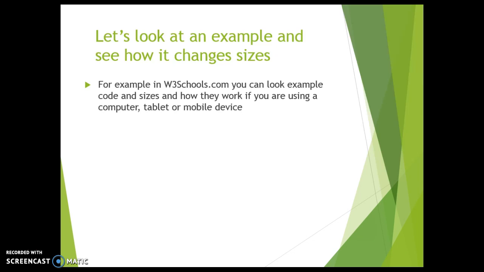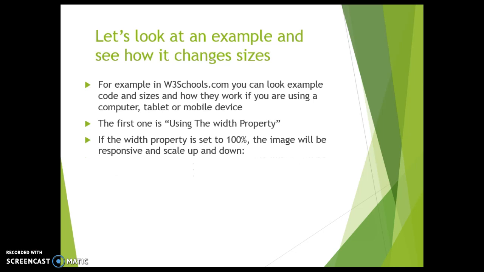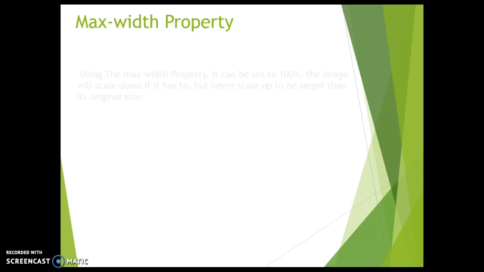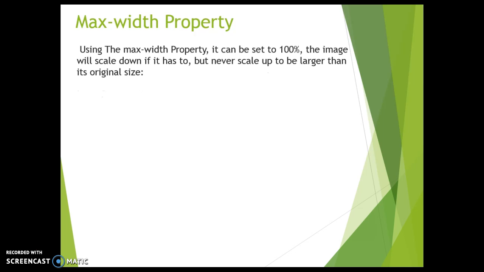For example, in W3Schools, you can look at example code and see how it works if you're using a computer, tablet, or mobile device. The first one is using the width property. If the width property is set to 100%, the image will be responsive and scale up and down. Here's an example code: img width 100%, height auto. Next is the max-width property. Using max-width set to 100%, the image will scale down if it has to, but will never be larger than its original size.